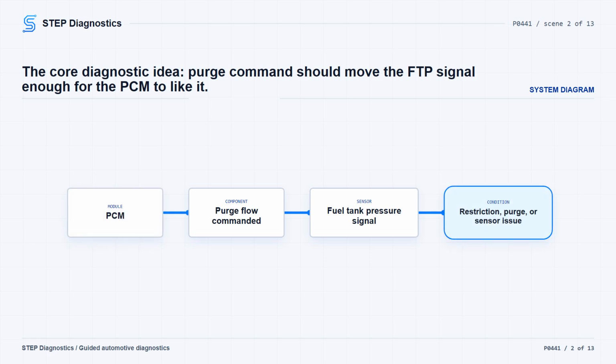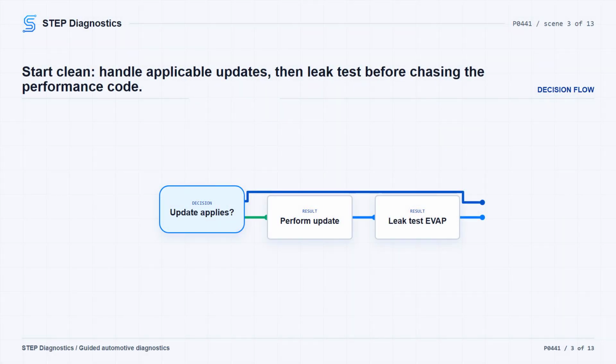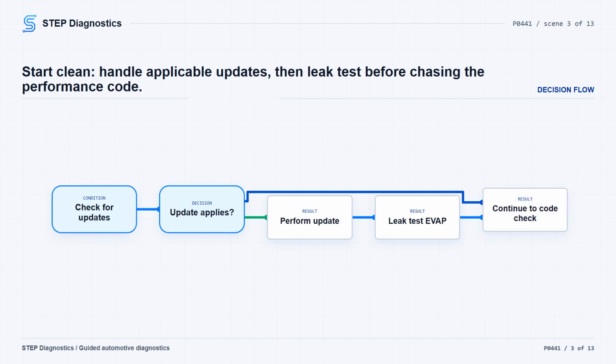This monitor runs only after certain EVAP conditions are already satisfied, so if other purge control or leak-related faults are present, handle those first instead of forcing this P0441 path. First, check for any service bulletins or PCM flash updates that apply to this fault. If one is available, perform the applicable bulletin or update, then leak test the EVAP system before continuing. If there are no applicable updates, move on.